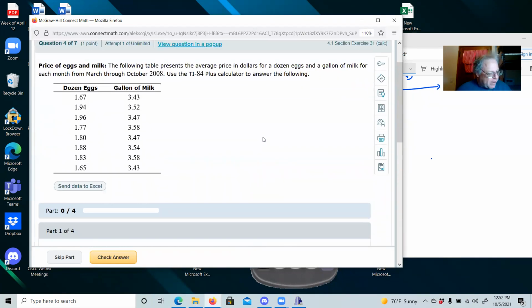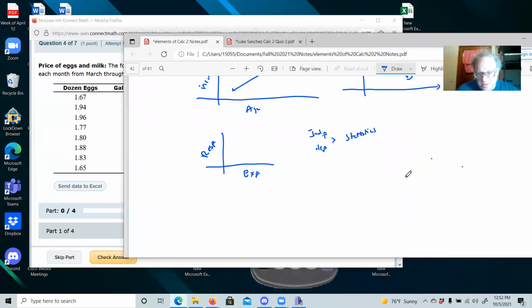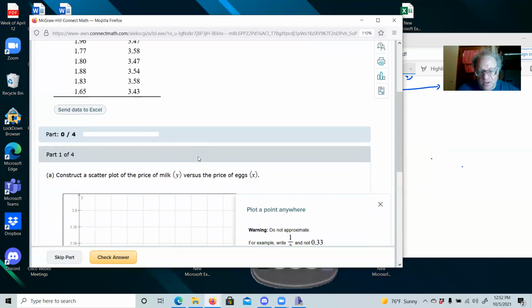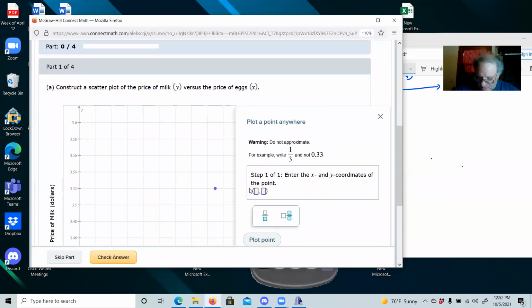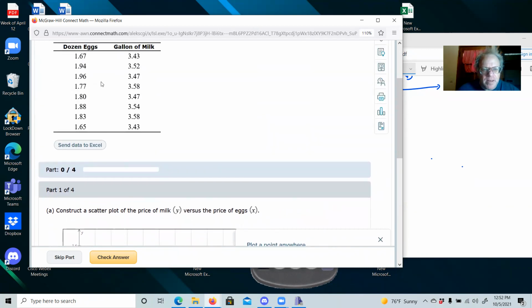What's the next pair? Actually, this is how you guys are going to be doing your quizzes. We're not plotting and making scatter plots on your quiz. I'm not doing this to you because it's too easy to type in something that was just slightly wrong and get the whole thing wrong. We're not doing that. Okay, 1.96 tab 3.47. Plot that point.